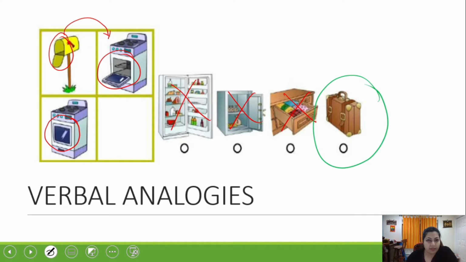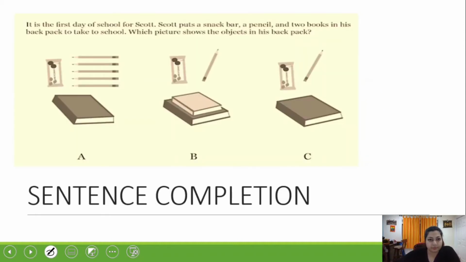So it's about finding the similarity between the objects and then determining what the criteria is, the basis on which we have to choose our answers.